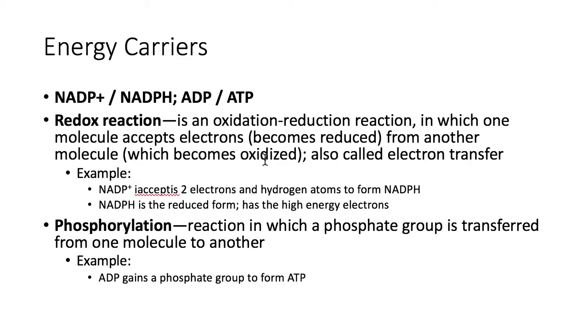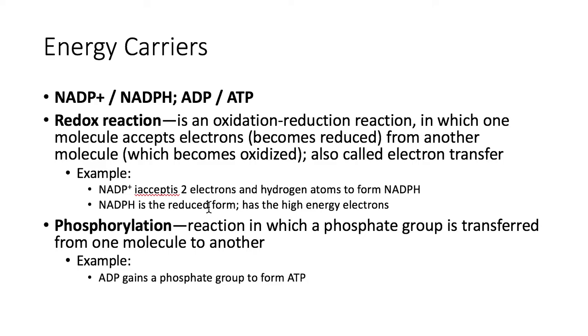So this always comes in pairs. That's why it's called a redox reaction, because it has oxidation and reduction. One molecule becomes reduced, one molecule becomes oxidized. It's also called an electron transfer reaction. So an example of this is that NADP plus accepts 2 electrons and hydrogen atoms to form NADPH. NADPH has the electrons, so it's the reduced form. It's the high energy form.